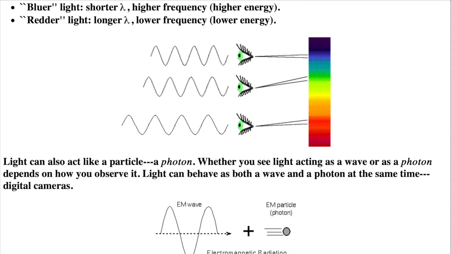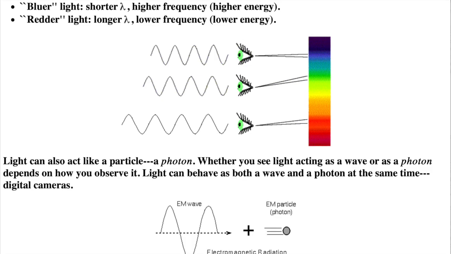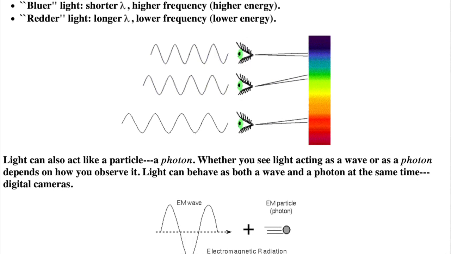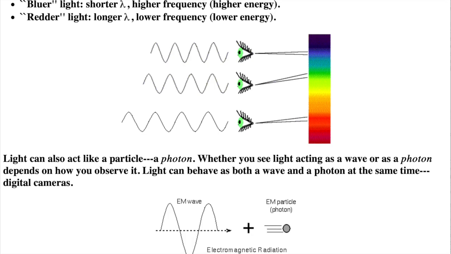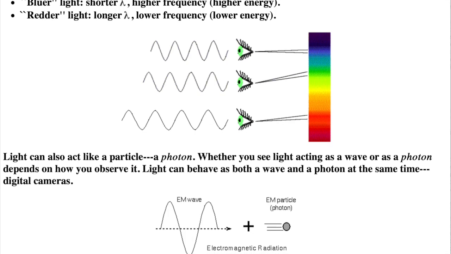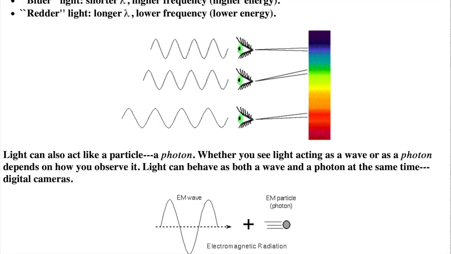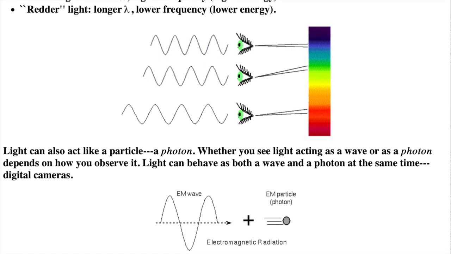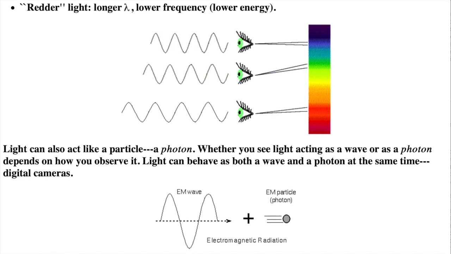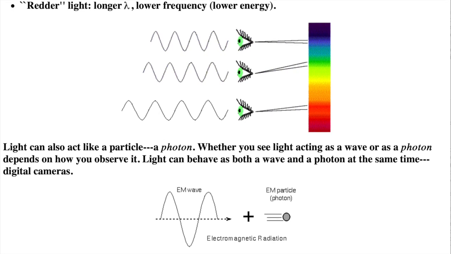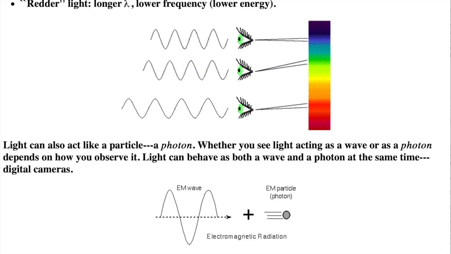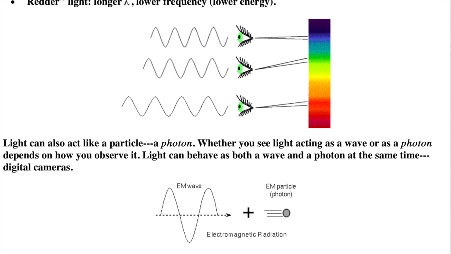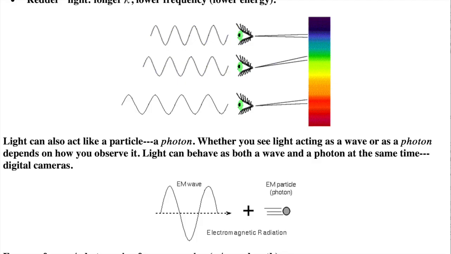The next picture describes the wavelength, frequency, and energy of the various colors. Bluer light has a shorter wavelength and higher frequency, which means higher energy, than redder light, which has a longer wavelength and lower frequency and energy. Light can also act like a particle, a photon. Whether you see light acting as a wave or as a photon depends on how you observe it. Light can behave as both a wave and a photon at the same time.